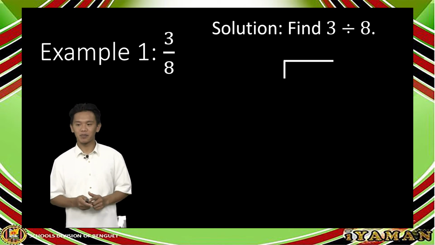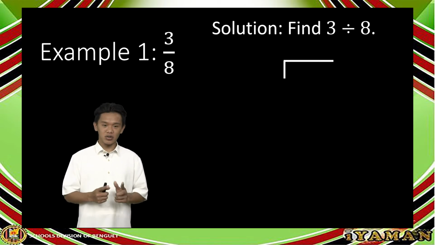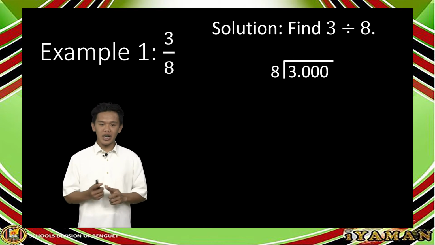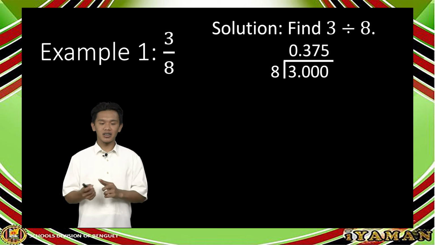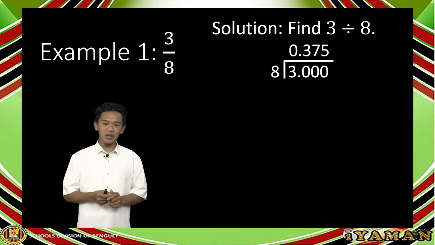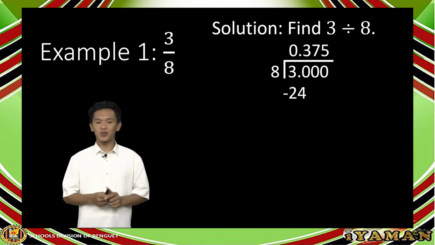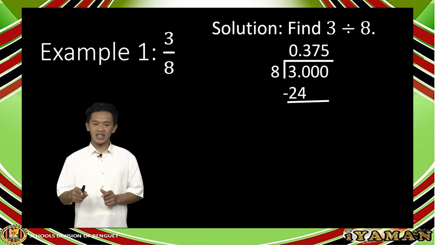So we have this one. 3 divided by 8. Doing the long method, 3 cannot be divided by 8. So therefore, you add 0. By adding 0, that will become 30 divided by 8. And 30 divided by 8, we know that there are 3 8s in 30. So it will become 3 multiplied by 8, that will be 24. And 30 subtracted by 24 is 6.